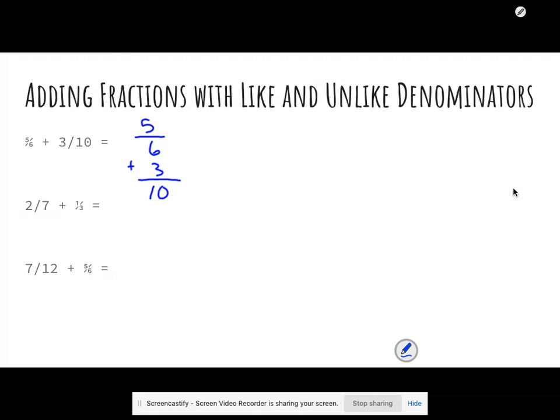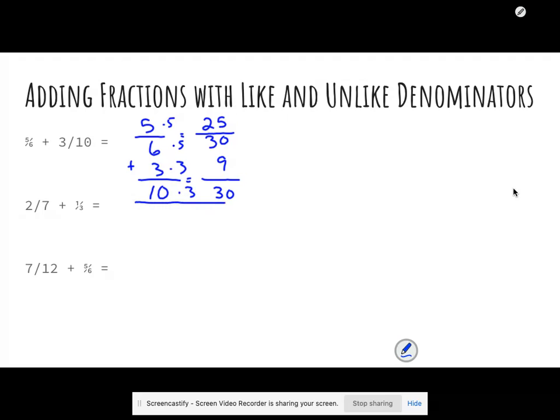So if I'm adding these fractions, 5/6 plus 3/10, I need to find a common denominator. Now, if I don't see what the common denominator is right away, I can always multiply the denominators, and that would be a way for me to find the common denominator. But I see that 30 would be the common denominator. So then I need to make an equivalent fraction, so I do 6 times 5, which is 30, and then 5 times 5, which is 25. Equivalent fraction on the bottom, 10 times 3 is 30, so times 3, and I get a 9.